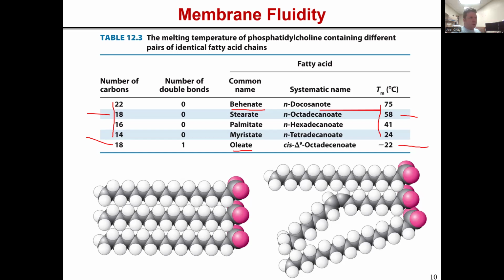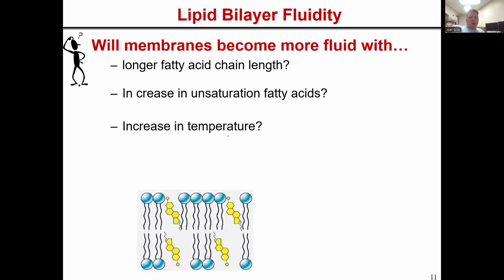So if you're growing E. coli at 37 degrees, chances are, if it had these five fatty acids to choose from, I would probably want, ooh, I'm going to be greedy, a mixture of those three, because what I want is my membrane to have motion to it, to be fluid. And if I have nothing but behenate or nothing but oleate, then I'm not accomplishing that. My structure is too solid or it's too liquid. So those are problems that we've got. Now, will membranes become more fluid with longer chain fatty acids?